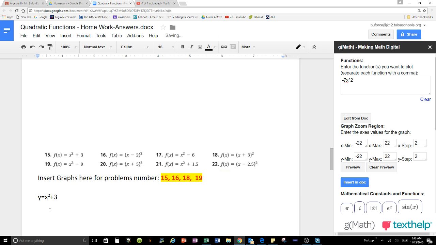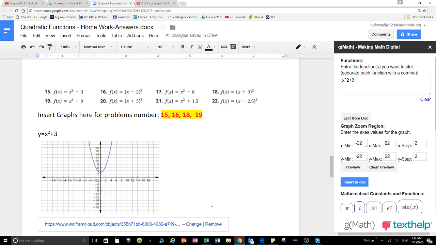So hit the enter key. Let's go up here. Let's add 3 to this, plus 3. Let's see what that gives us. Yes, it shifts us up 3 on the y-axis, just as we expected. Okay, number 16 is the next one, and that's y equals x minus 2 squared.